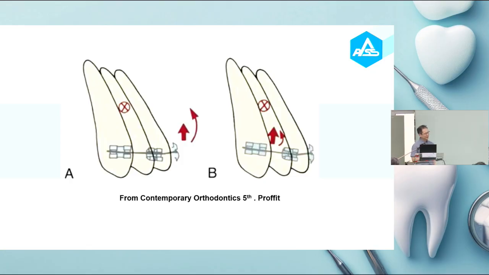So if we want to intrude the anterior teeth bodily, the anterior part of the piggyback arch should be tied here. And if we want to flare the anterior teeth, we can make the ligation here.